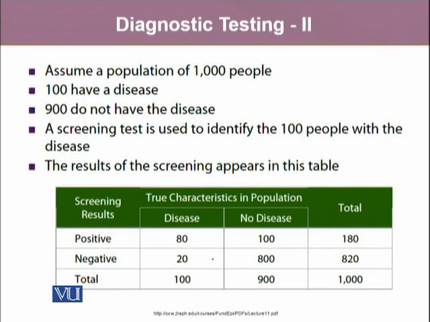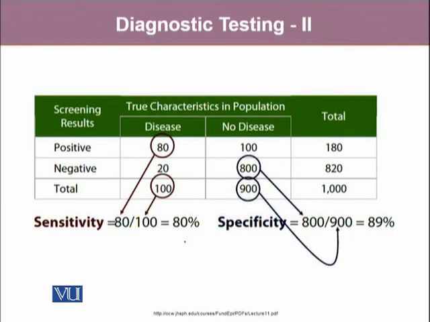Out of these 1,000 people, 100 have the disease, whereas 900 do not have the disease. A screening test is used to identify these 100 people with the disease. The results of the screening test appear in the following table, where you can clearly see that we have 80 respondents who actually have the disease, and the new screening test has tested them positive as having the disease, and vice versa. We use the usual measures to calculate the sensitivity and specificity, which is sensitivity is 80% and specificity is 89%.